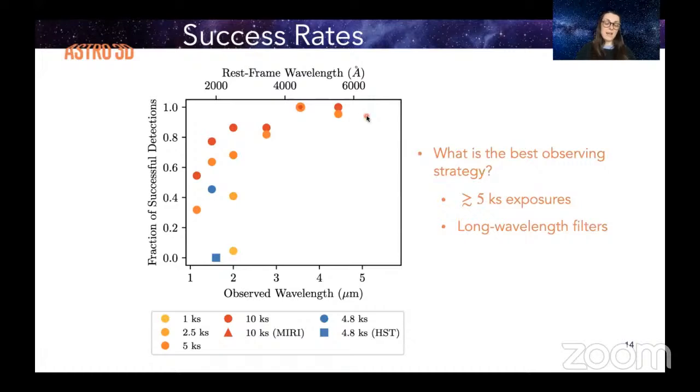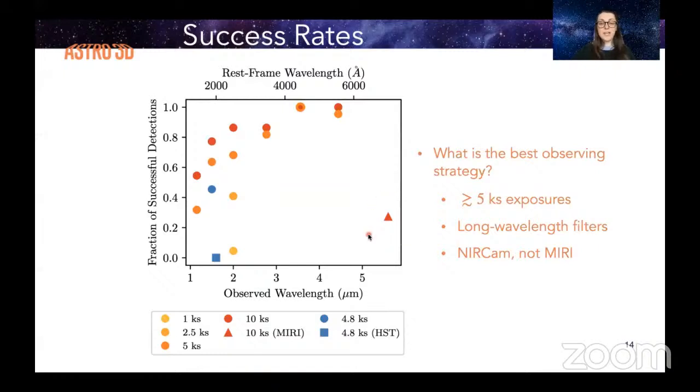What we find is that actually the longer wavelength filters have larger success rates. However, the shorter wavelength filters aren't particularly bad. It just may mean that we need to supplement the shorter wavelength exposures with more exposure time. So finally, we also consider MIRI, which is shown here for the shortest wavelength filter.